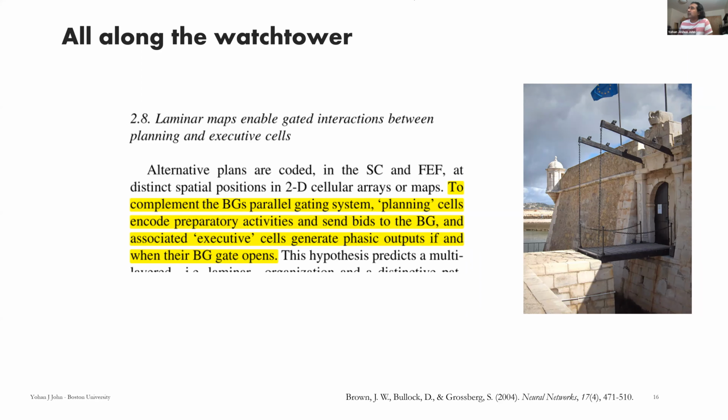And associated executive cells generate phasic output if and when their BG gate opens. So the terminology they use sits kind of in no man's land in this debate between action selection and response vigor. But the fact that it's about bids means that if you're bidding based on relative value, like some people assert, maybe the basal ganglia is doing some sort of cost-benefit analysis. And this bid idea fits nicely with that.